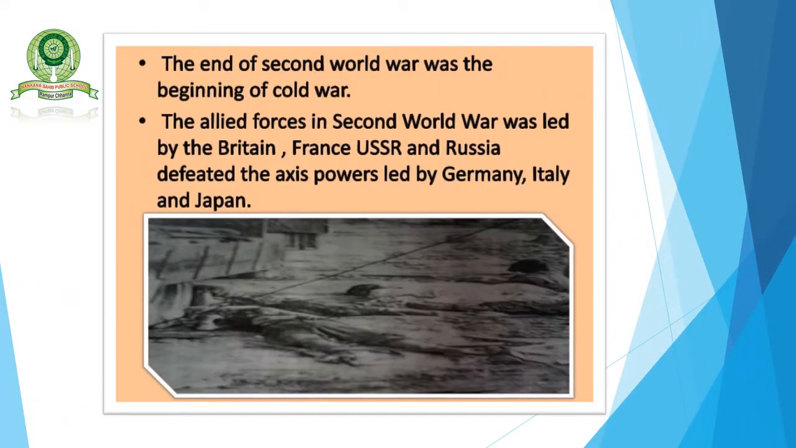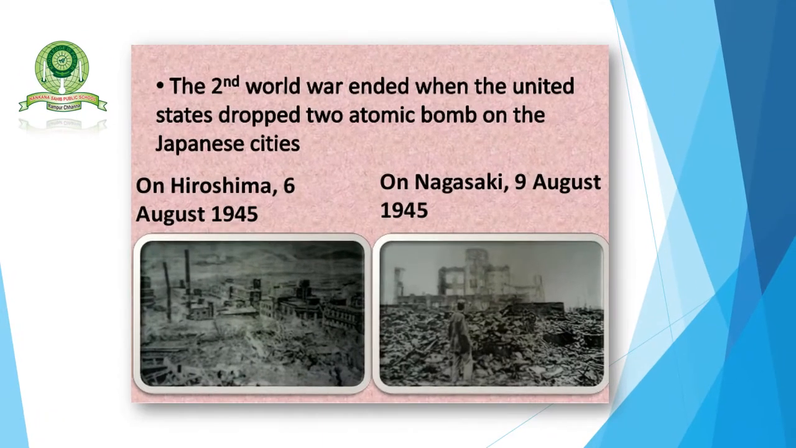The Allied forces in the Second World War, led by Britain, France, USSR and the US, defeated the Axis powers led by Germany, Italy and Japan. The Second World War ended when the United States dropped two atomic bombs on the Japanese cities of Hiroshima and Nagasaki in August 1945, causing Japan to surrender.